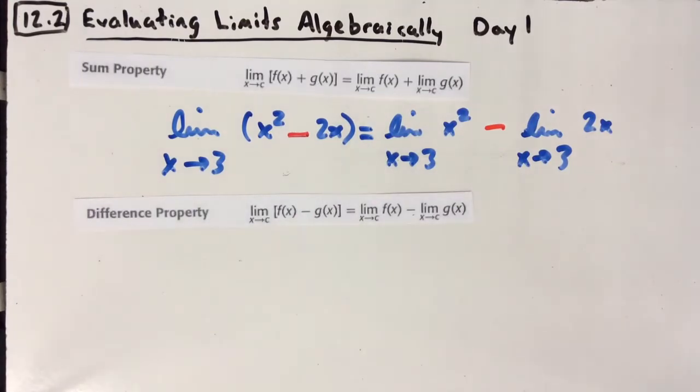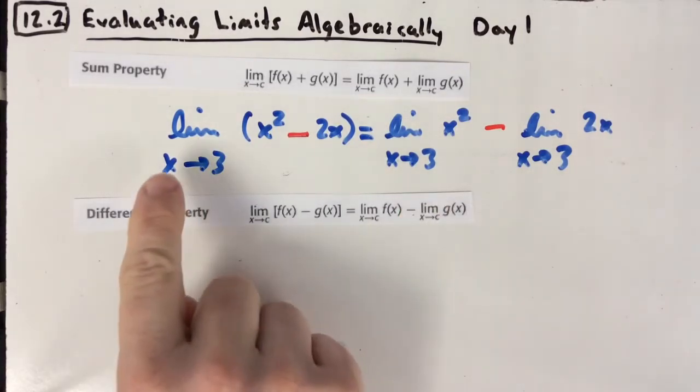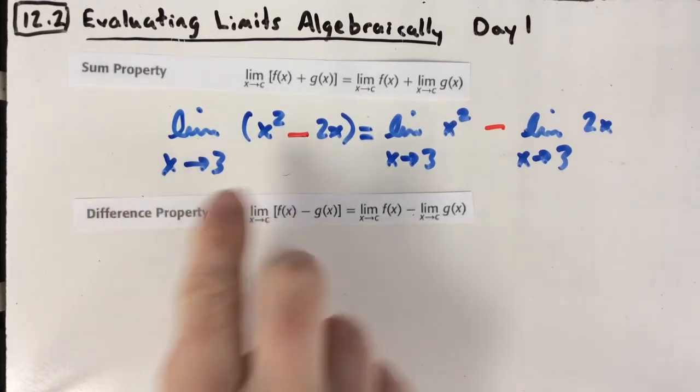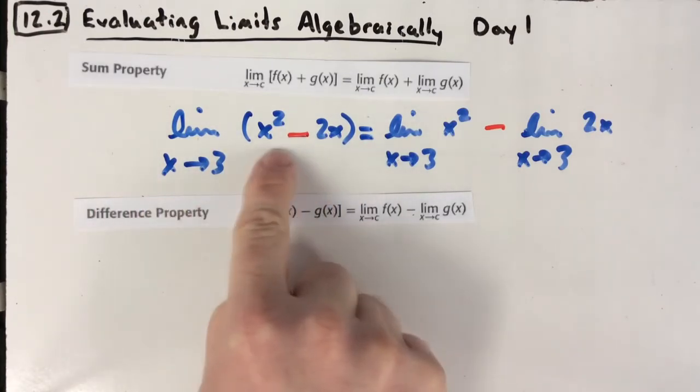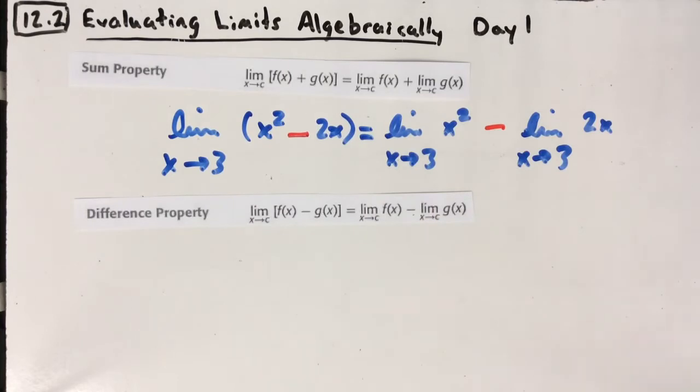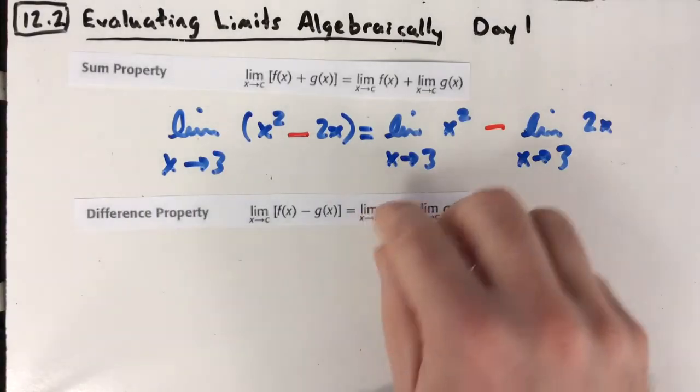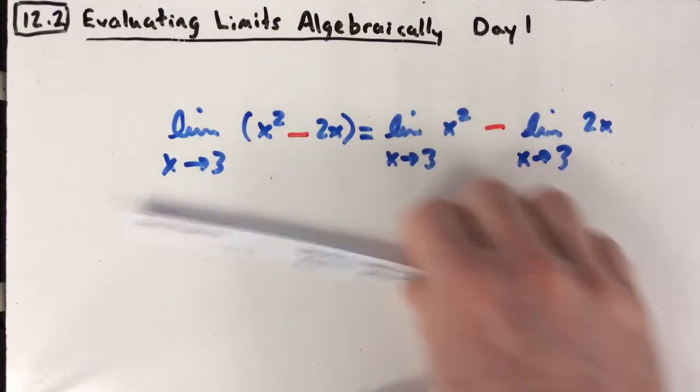So the sum and difference property allow you to take 2 different terms that are being added or subtracted and write them as 2 separate limits instead of 1. We're taking something that's more complicated, a 2-term polynomial, and we're breaking it up into 2 smaller parts. Again, that's the whole point of these properties, to be able to go through and take things and break them up into smaller pieces.